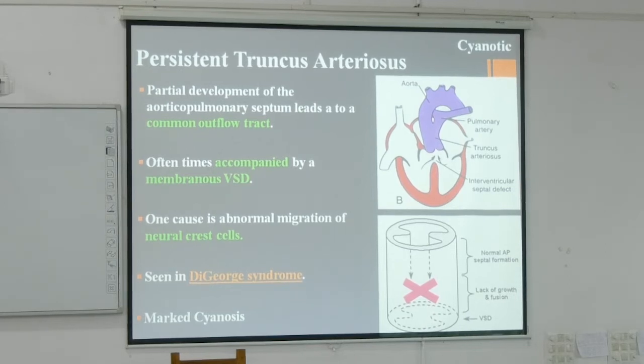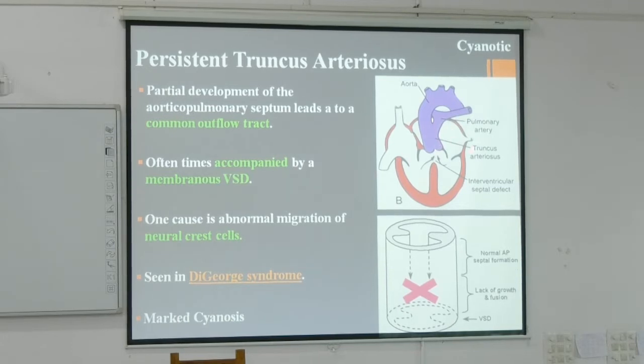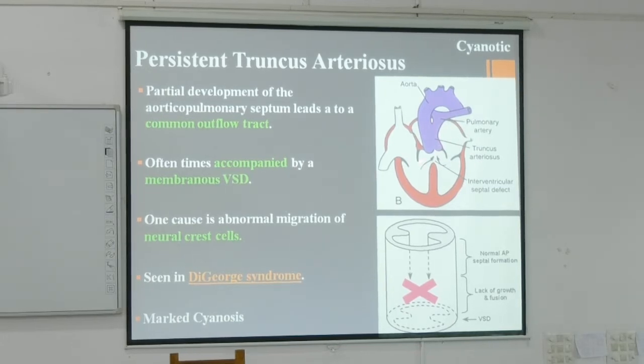So this is persistent truncus arteriosus, a defect where there is a common outflow tract, the truncus arteriosus, which is not split along its entire length, and there is a common chamber here. There is mixing of the deoxygenated blood with oxygenated blood, causing cyanosis.